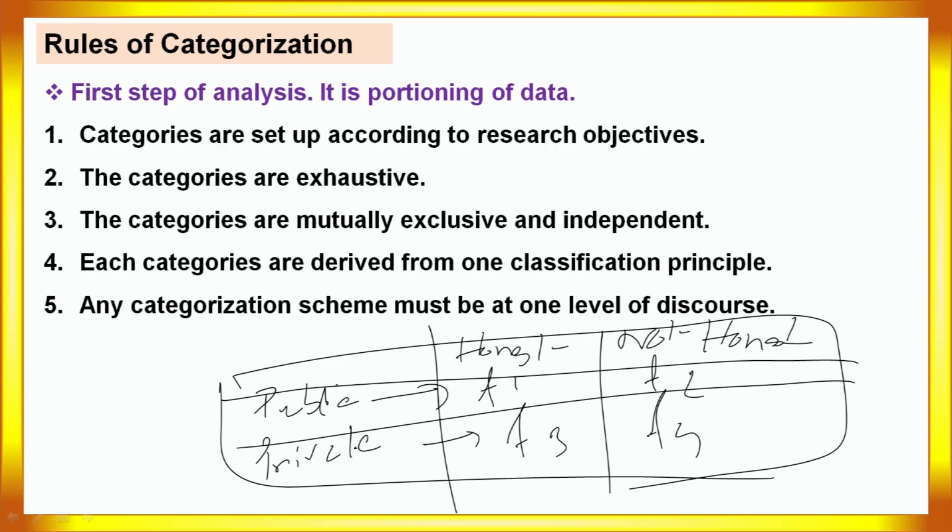The categories must be exhaustive, meaning that all the objects you are studying should be included in your categorization scheme, in one cell or another of this particular categorization scheme. So, no object should be left behind. The categorization scheme should be such that all of them can be included into one or another cell of these categories.